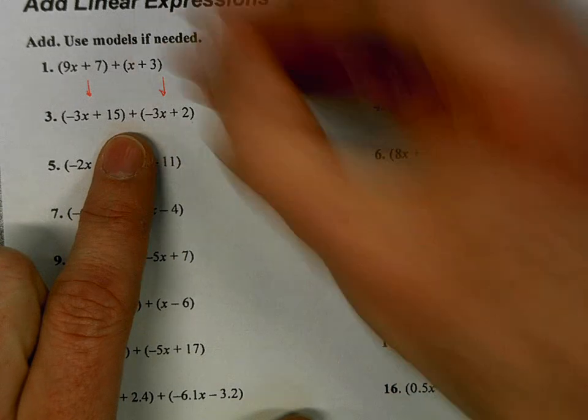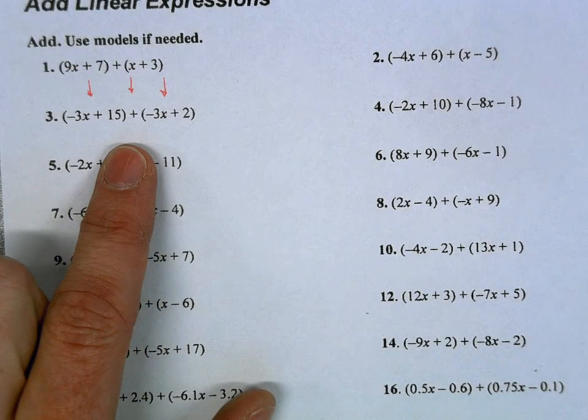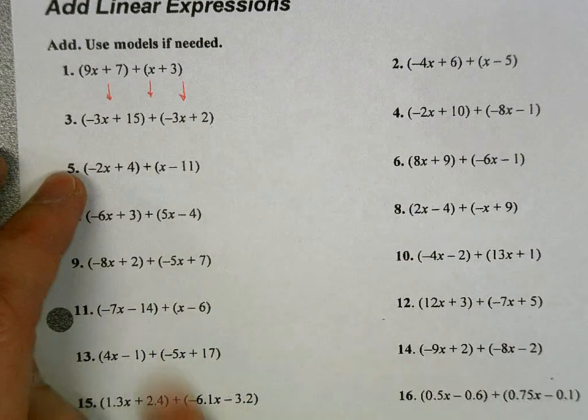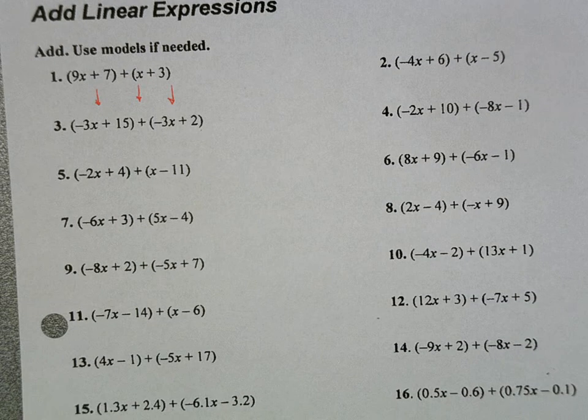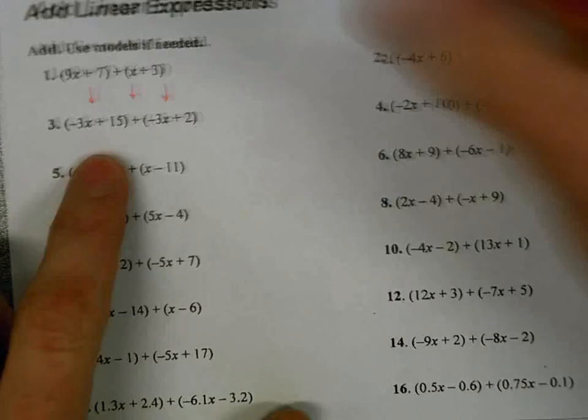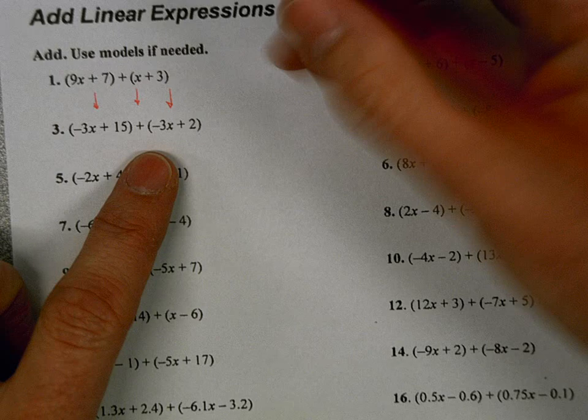And therefore, when it says adding linear expressions, the name of our lesson, there's the addition sign. If you take a look at every single one of these, they all look very similar. Now, what we have is negative 3x plus 15 plus negative 3x plus 2.